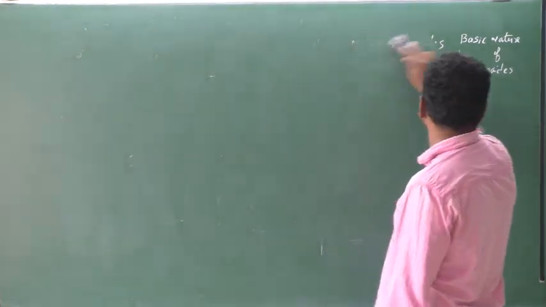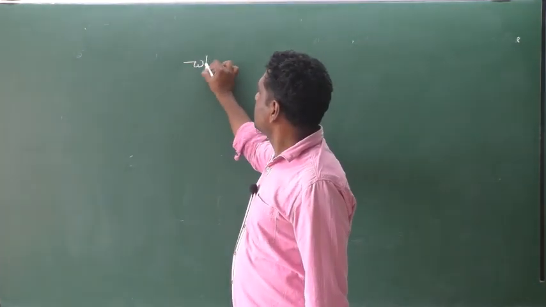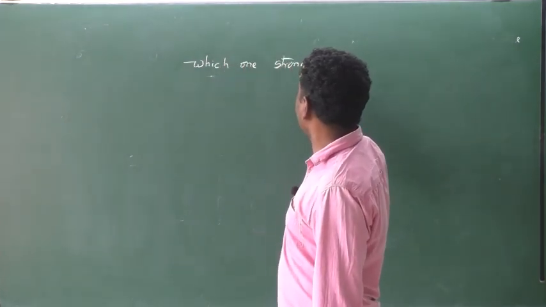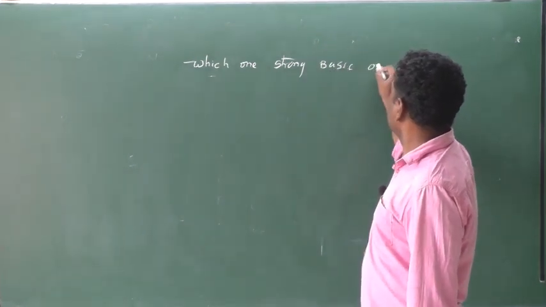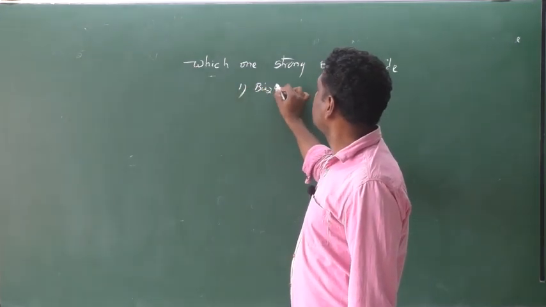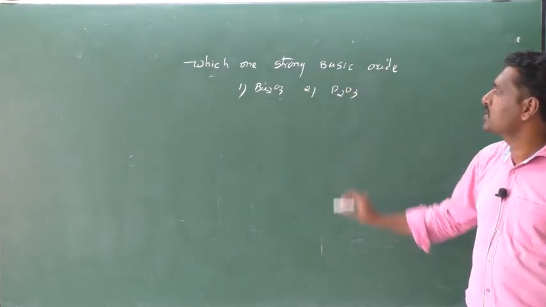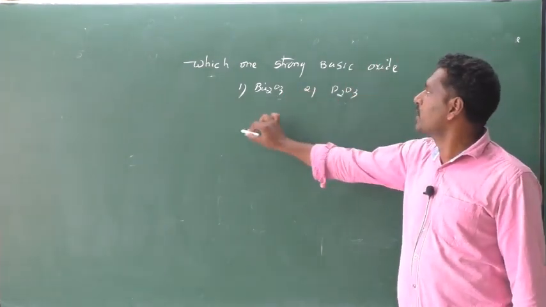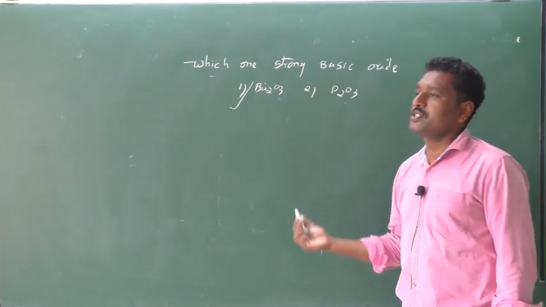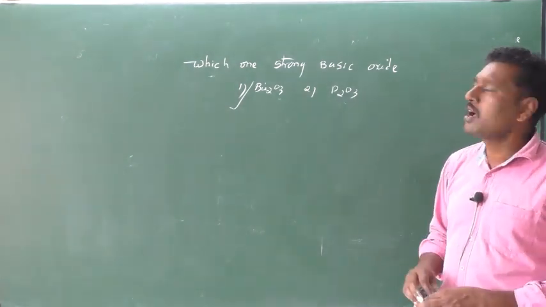After that, another question: which one is the strong basic oxide? They will give Bi2O3 and P2O3. Among these two, this is an acidic oxide, this is a basic oxide. Therefore, Bi2O3 is the answer. They will ask questions like which one is the strong acidic oxide, which one is the strong basic oxide.